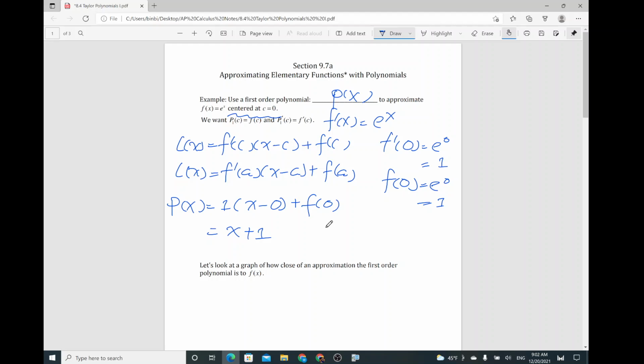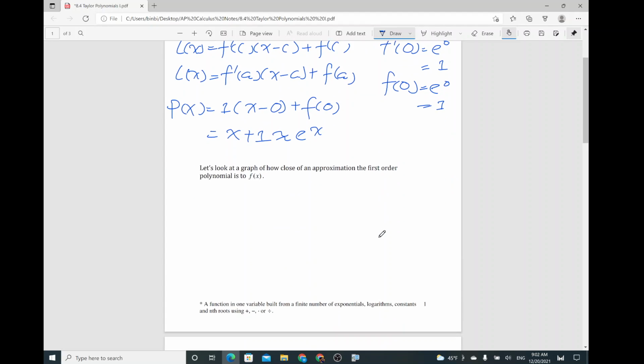So this gives you the first order polynomial for approximating e to the power of x. Now let's look at the graph right here. e to the power of x is an exponential growth model. And for the linear function x plus 1, it's just y equals x plus 1. The y-intercept is 1, right up here, and the slope is 1 over 1, so 1 up, 1 to the right. So it's pretty close for the approximation.